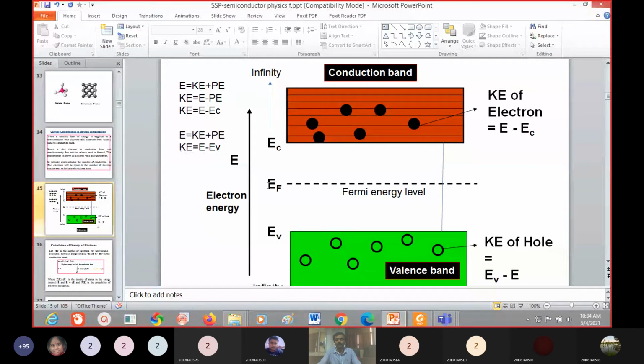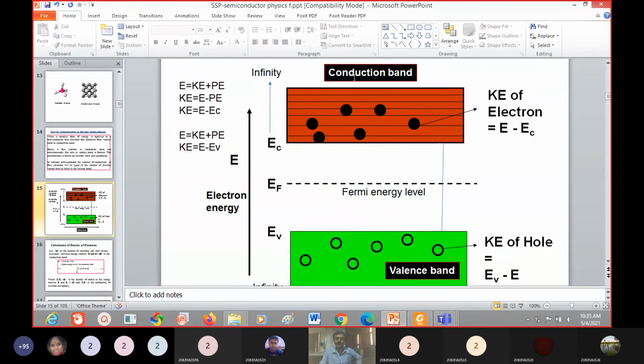Now EF is the Fermi level. What does Fermi level mean? The definition is the maximum energy level of the electrons at absolute temperature, which is called the Fermi energy level. Absolute temperature is nothing but 0 kelvin. At 0 kelvin, the energy of the electrons will be less than this Fermi level only.